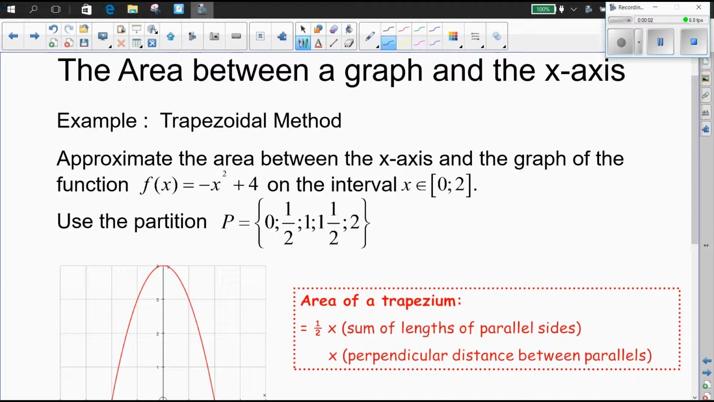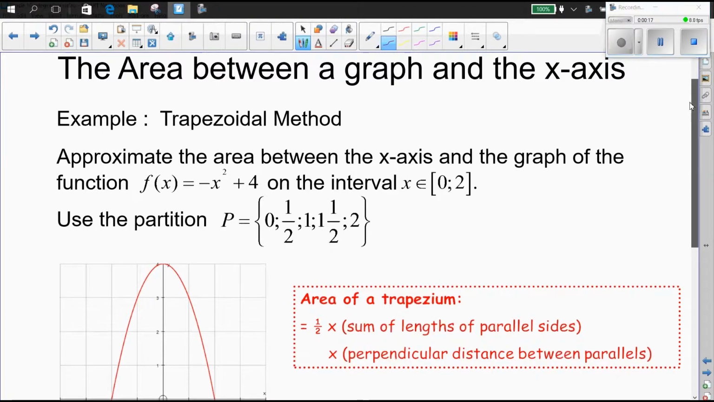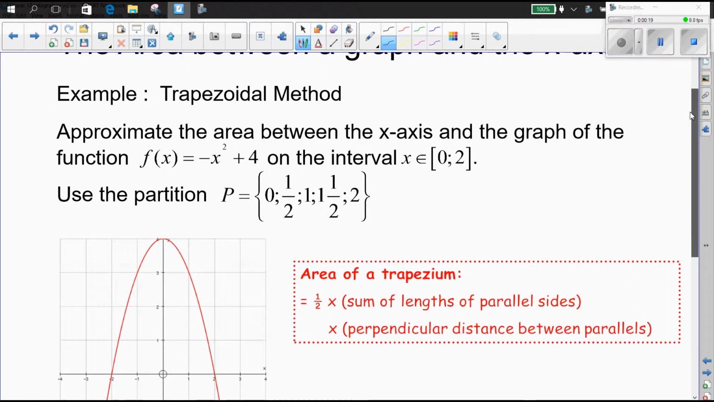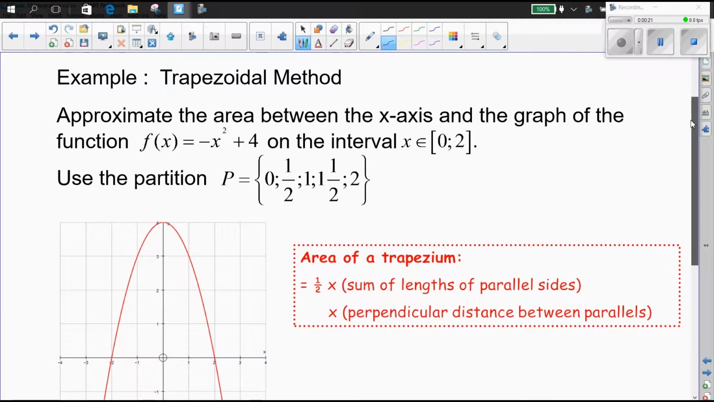the area between a graph and the x-axis. In this example, we're going to use a method called the trapezoidal method. What we're going to do is find the area between the x-axis and the graph, where the function is f of x equals minus x squared plus 4. We're going to find the area between the x-axis and x equals 0 and x equals 2.